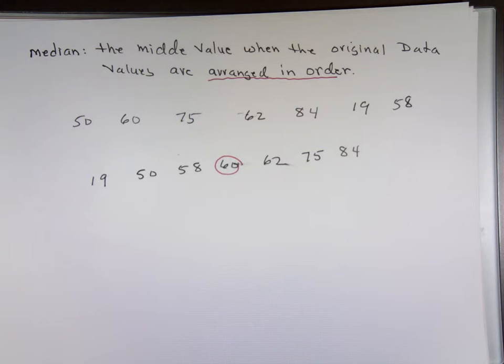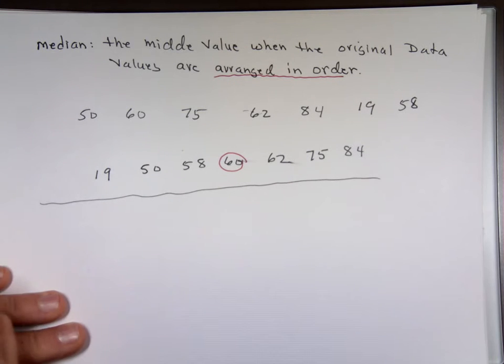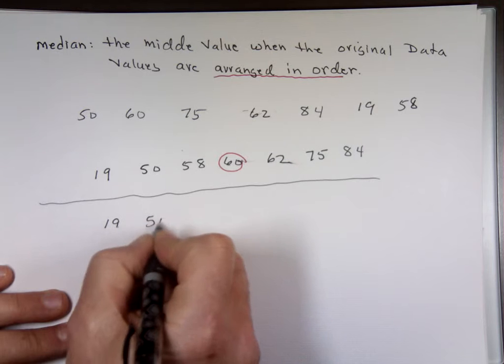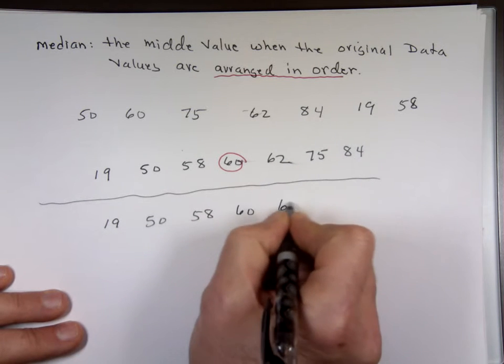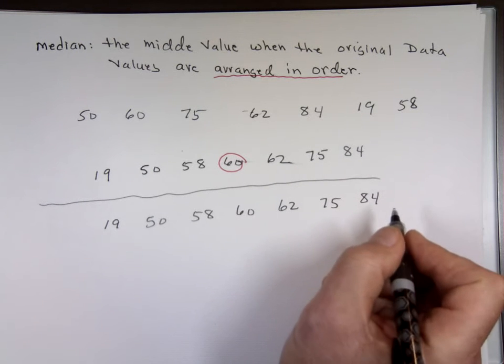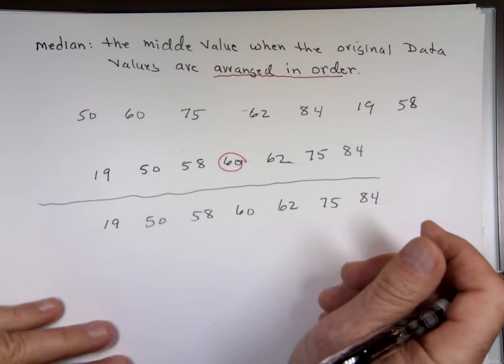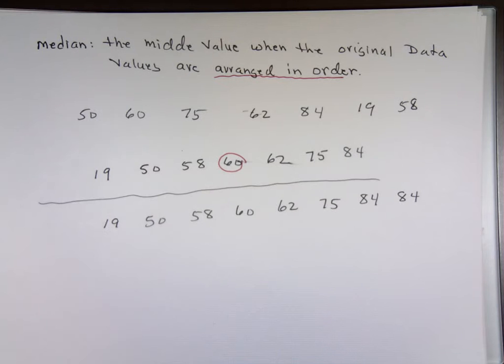The next question, you're probably wondering, what happens when you have an even number of values? So I'll put them in order: 50, 58, 60, 62, 75, 84. Let's say Timmy, who wasn't there, had to take the test, and he got an 84. What is my median now? We have an even number of values. It's no longer the 60.